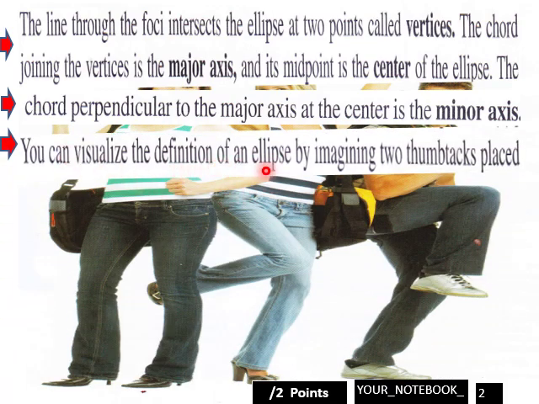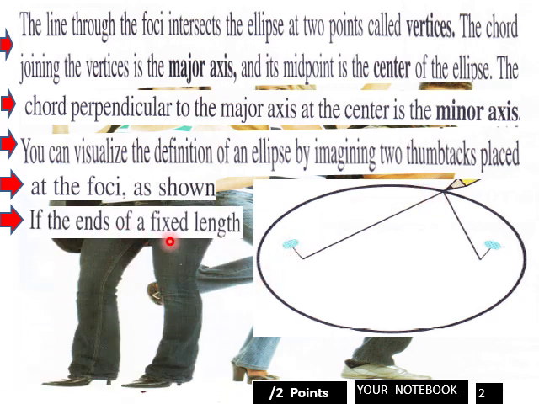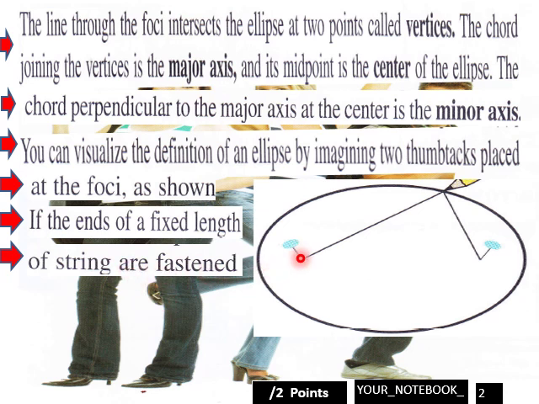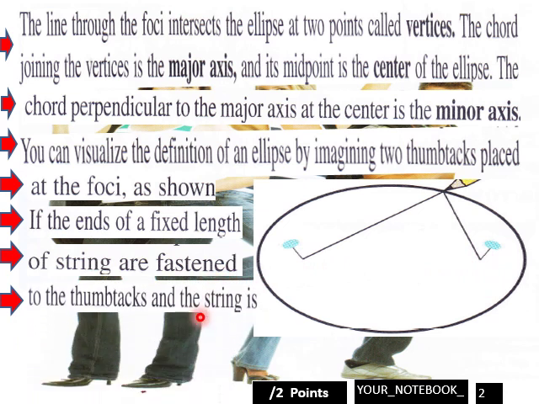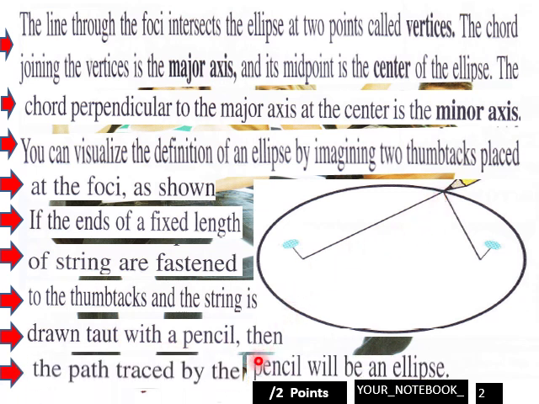You can visualize the definition of an ellipse by imagining two thumbtacks placed at the foci as shown. So here's your thumbtack, here's your tack, and here is your string that is anchored at each focus and is being run around by the tip of a pencil. If the ends of a fixed length of string are fastened to the thumbtacks and the string is drawn taut with a pencil, then the path traced by the pencil will be an ellipse. So as you run your pencil around like this, this is what you'll come up with.